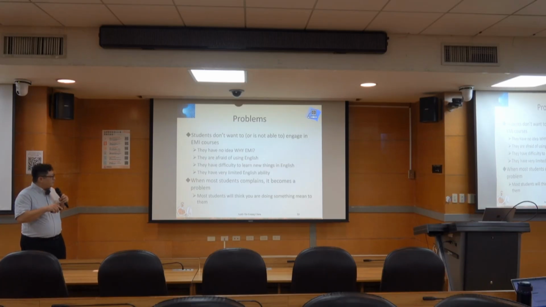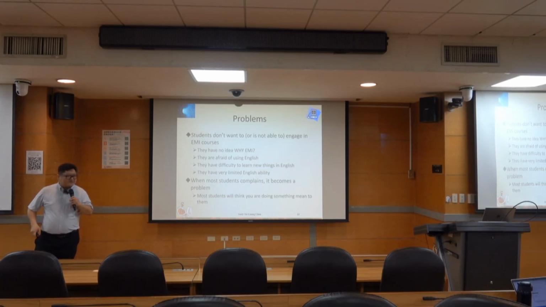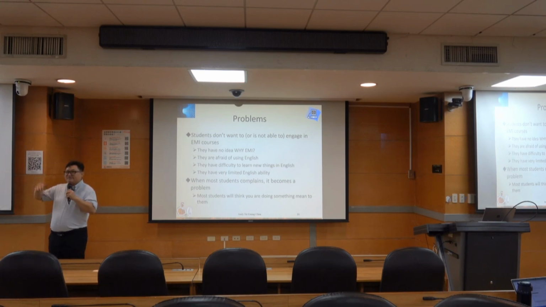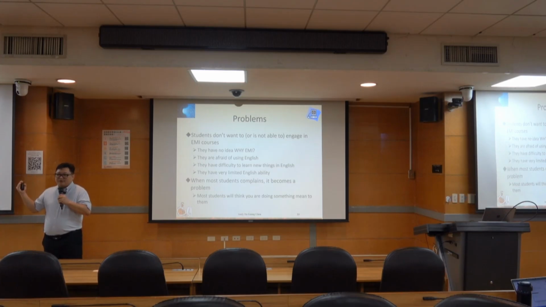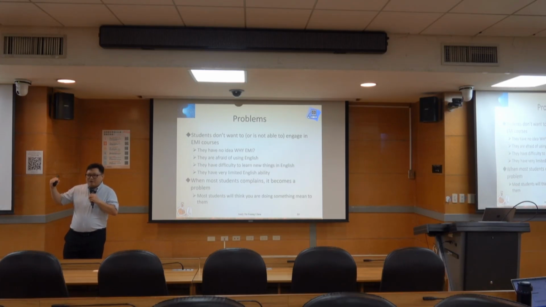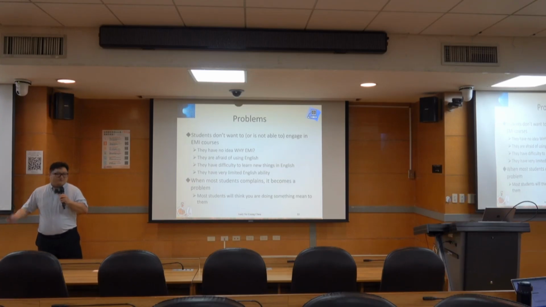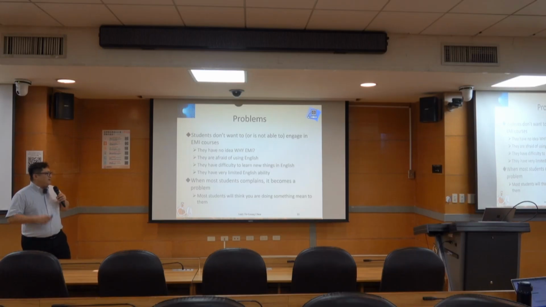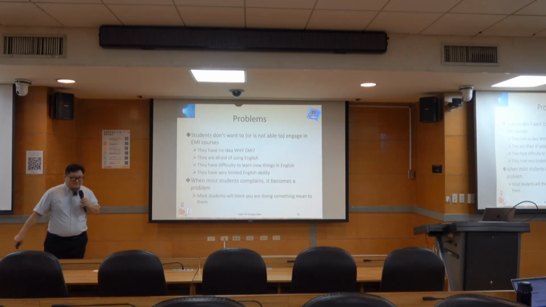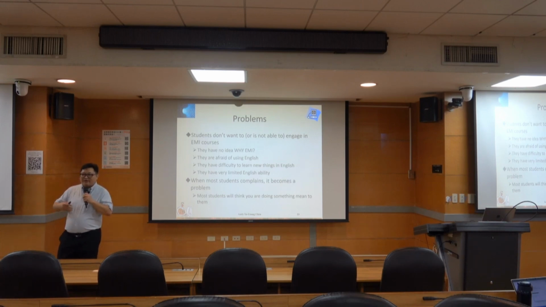And of course, some students will be afraid of using English, or some will have difficulty learning new things in English, or some students have very limited English ability, even though they successfully got into Taiwan Tech. I know Taiwan Tech is a very high-ranked school, so most students, when you do the entrance exam, need to have such an English level. But still, a very limited number of students will not have very strong English abilities. And the other problem is that when most of the students complain, it becomes a problem. If only some students complain about why EMI, but the majority of the class think, okay, I think that it convinced me that learning using English can do me something better, so they will try to convince the other students. It'll be good.